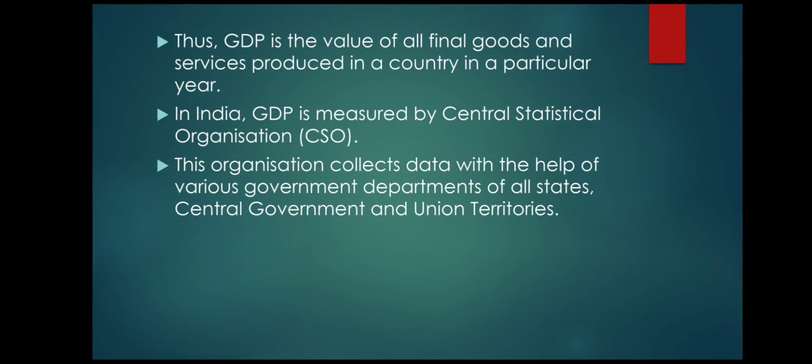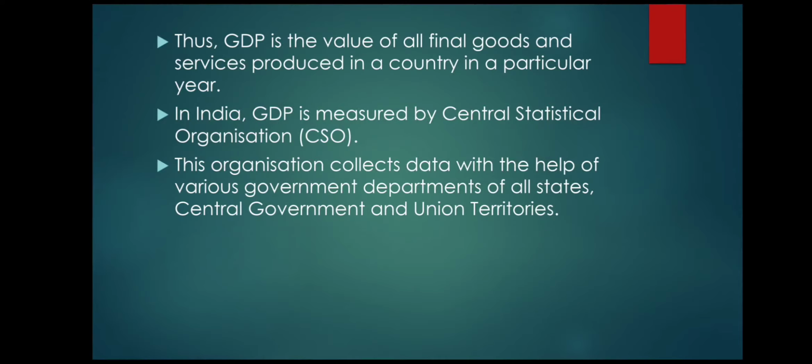Thus, GDP is the value of all final goods and services produced in a country in a particular year. So GDP is the value of all the final goods and services. What you need to pay attention to is "in a country in a particular year." So GDP is calculated every year, and it is calculated for an economy. Like we have our economy, which is known as the Indian economy, the economy of India. So GDP is calculated for the economy of India every year.